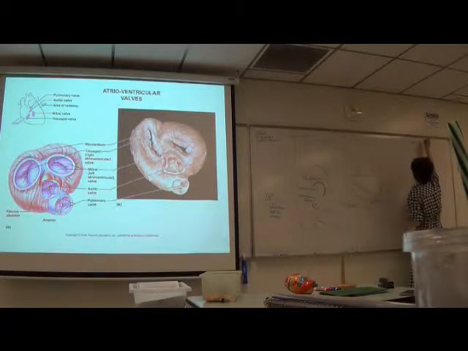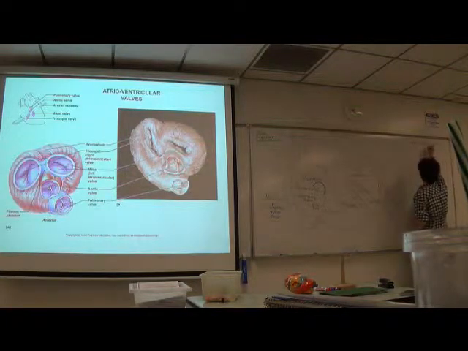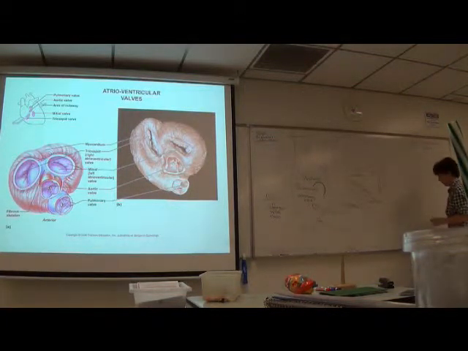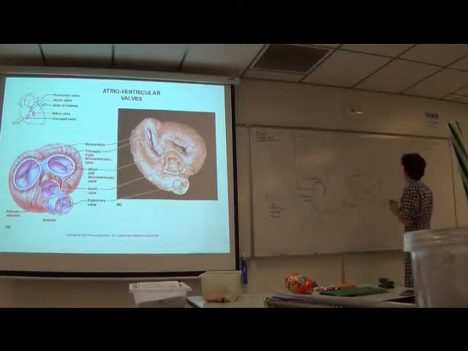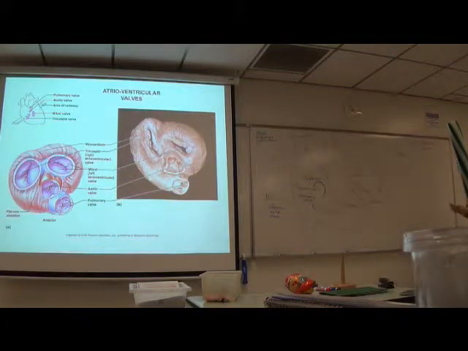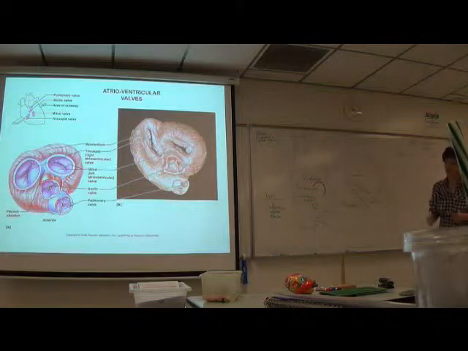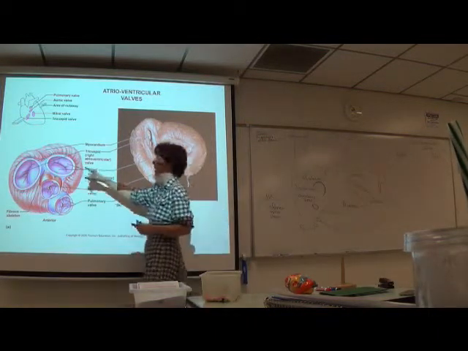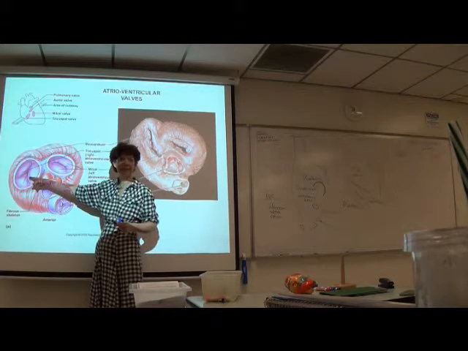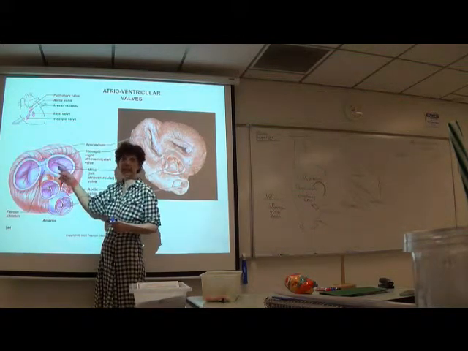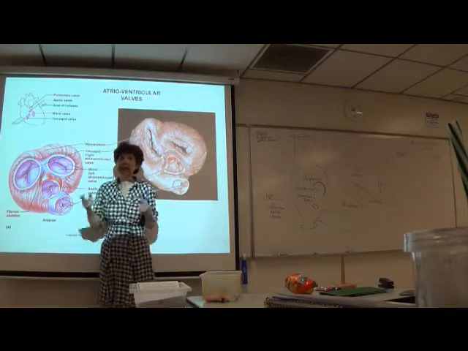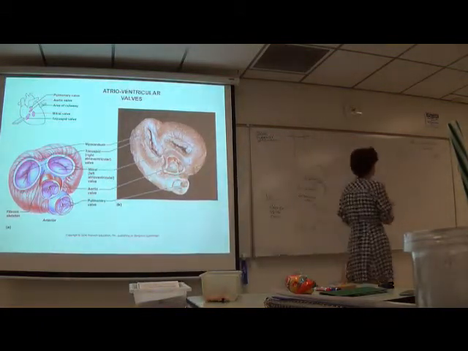And they are named for the chambers that they are found between. So we have right atrioventricular valve, and we have left atrioventricular valve. There are actually 3 leaflets in the right atrioventricular valve, and only 2 leaflets in the left atrioventricular valve. Because of that, a couple of different names have been used.